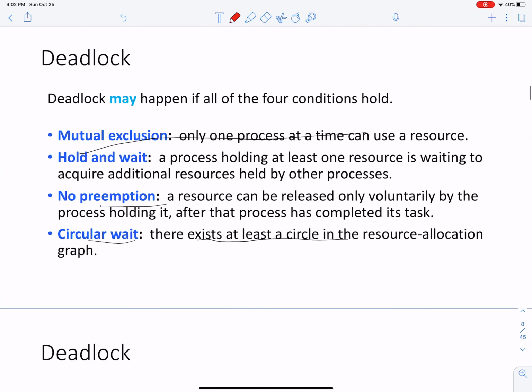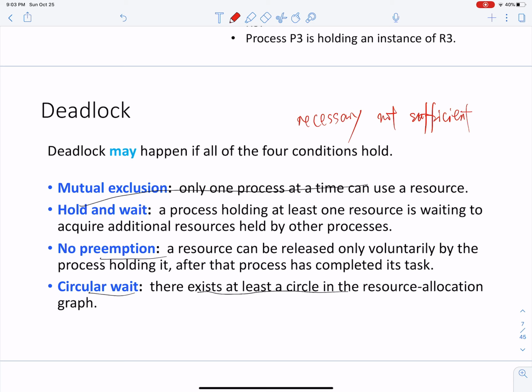So these four conditions are necessary but not sufficient for deadlock. So we need to remember that these are only necessary conditions but not sufficient conditions. Okay, so to let you know what a necessary but not sufficient condition is, let me give you an example. Suppose I say I'm only going to buy a luxury car if I can make, let's say, 100,000 per year.